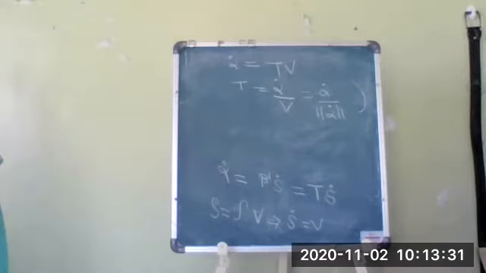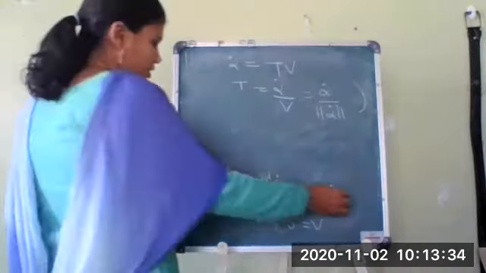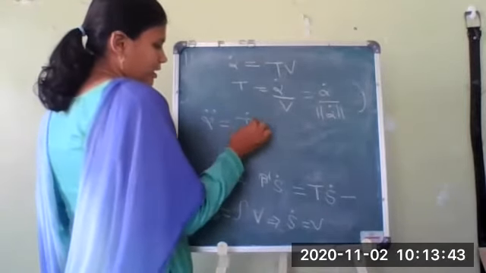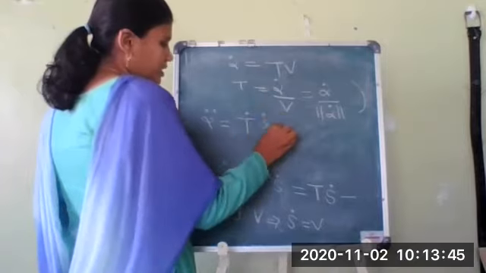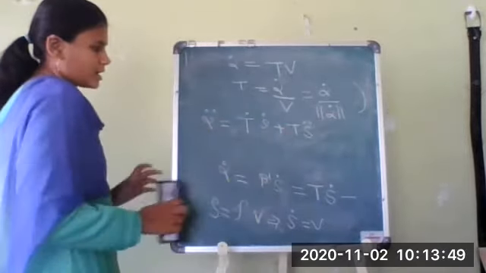Now we will differentiate our equation alpha dot is equal to T into s dot. This equation we will differentiate once again so that we can have alpha double dot. So what will be alpha double dot? It will be T dot s dot plus T, as the derivative of s dot is s double dot.